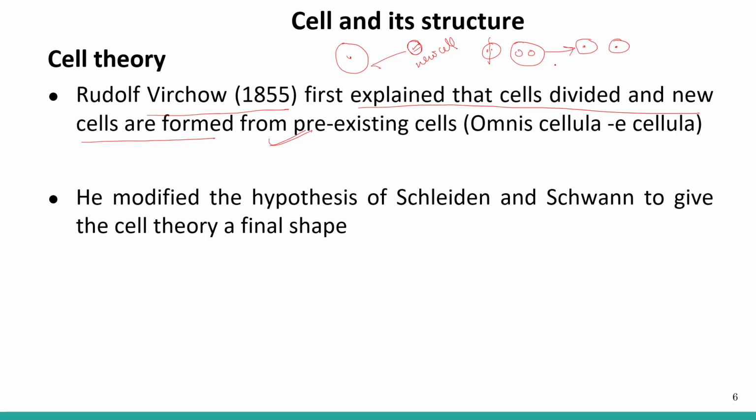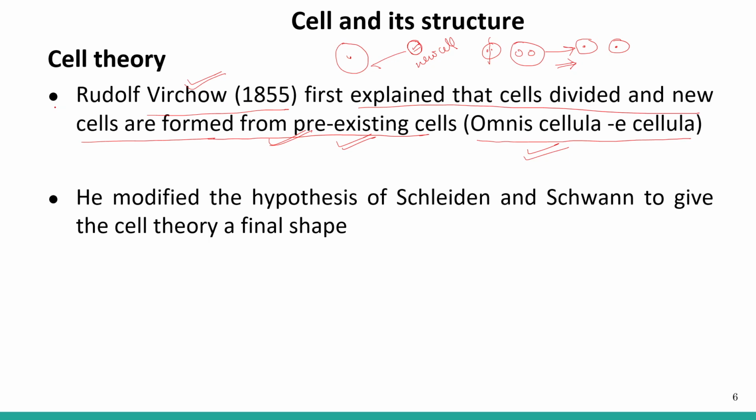As we see in the case of amoeba, binary fission, and even in the case of bacterial cells. Omnis cellula e cellula means that new cells are formed from the pre-existing cells. This was the statement given by Rudolf Virchow. So in the examination, it can be asked who stated that new cells are formed from pre-existing cells. The options can be Rudolf Virchow, Schleiden, Schwann, and Robert Brown. So who gave that? Rudolf Virchow.